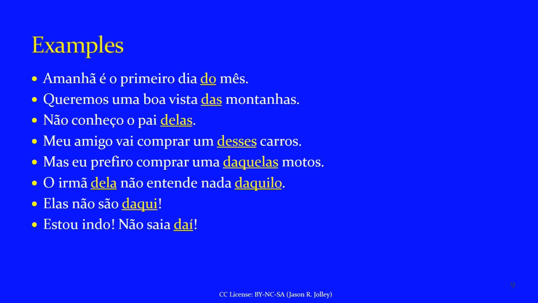Uma daquelas motos. O irmão dela não entende nada daquilo. Her brother, o irmão dela, não entende nada daquilo. Daquilo means about that. So he doesn't understand anything about that. Não entende nada daquilo. Elas não são daqui. They are not from around here. Elas não são daqui. From here. Daqui. And then the last example is, stay where you are, I'm on my way. Estou indo, I'm on my way. Não saia daí. Não saia daí, estou indo.